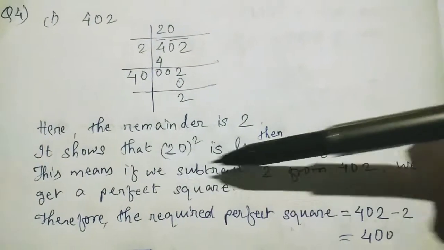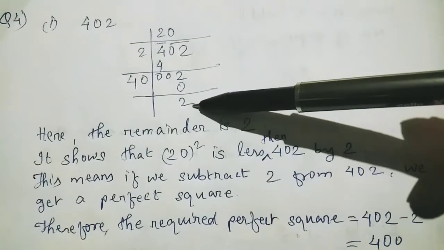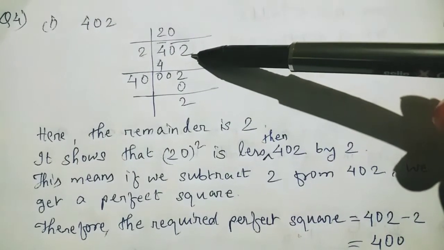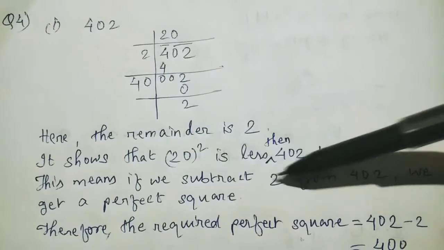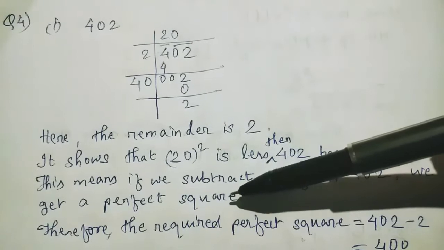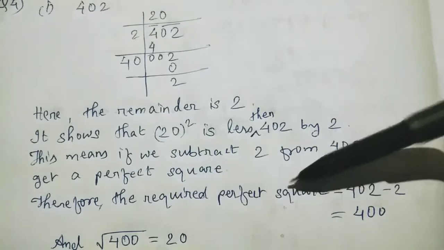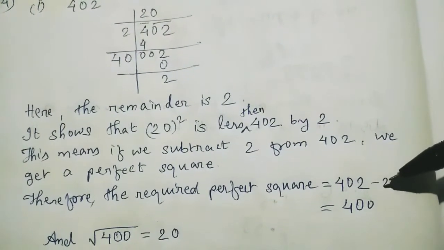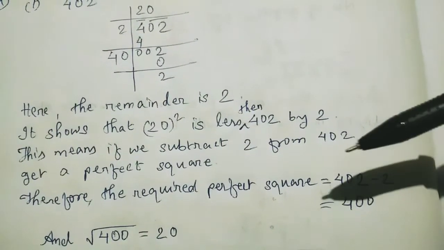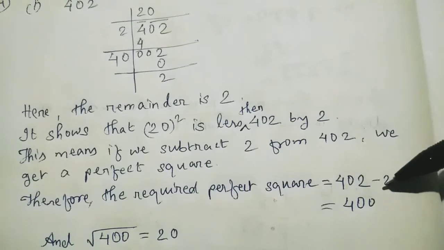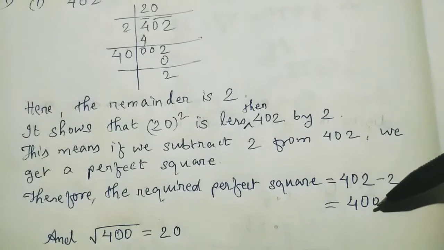So this means if we subtract 2 from 402, that is, we subtract the remainder from the main number, then we get the perfect square. Okay, so when you subtract it, what is the required perfect square? 402 minus 2, so we get the perfect square 400. So what is the least number that we have to subtract? 2 is the least number. By subtracting 2, that number becomes a perfect square.